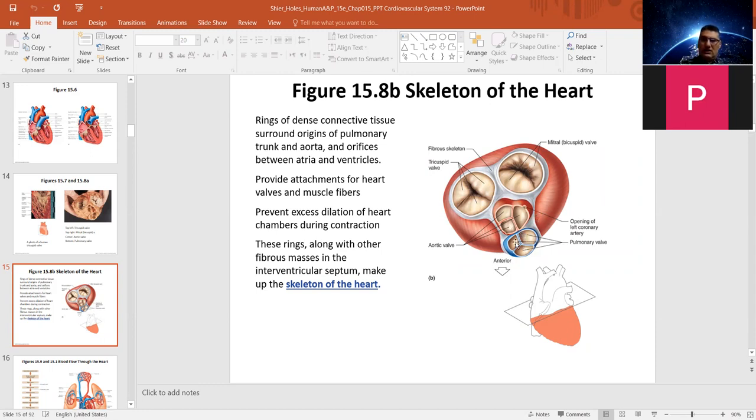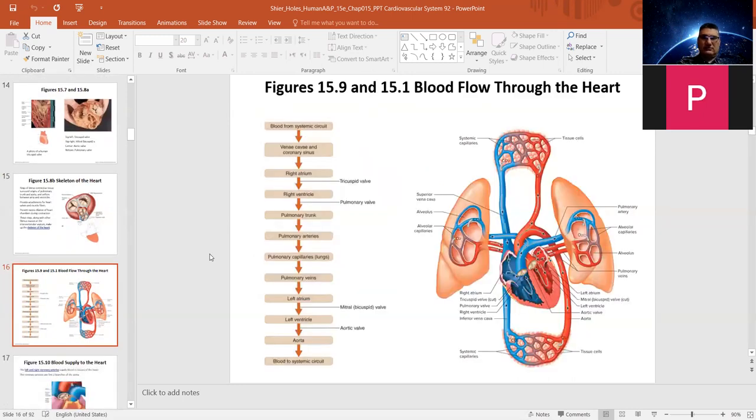So this one in the center is the aortic, and this one is the pulmonary. Also, look at this blue surrounding this. This is the skeleton, fibrous tissue to stabilize the valves in place. It is the skeleton of the heart. It's fibrous tissue around the different parts of the heart.